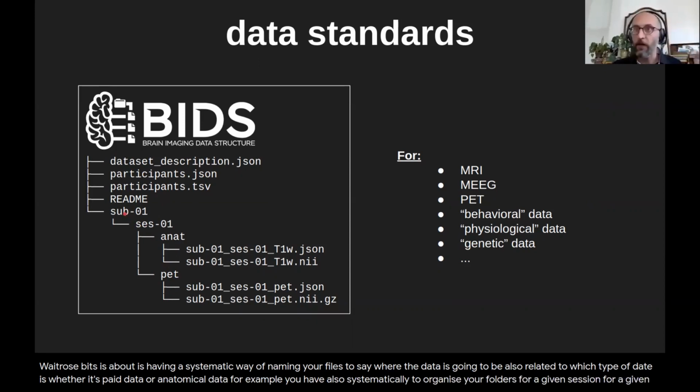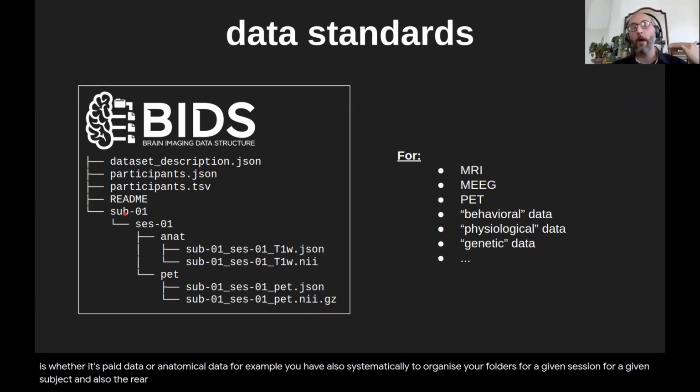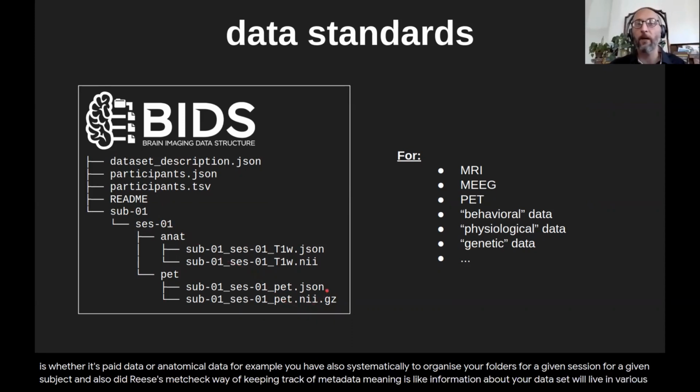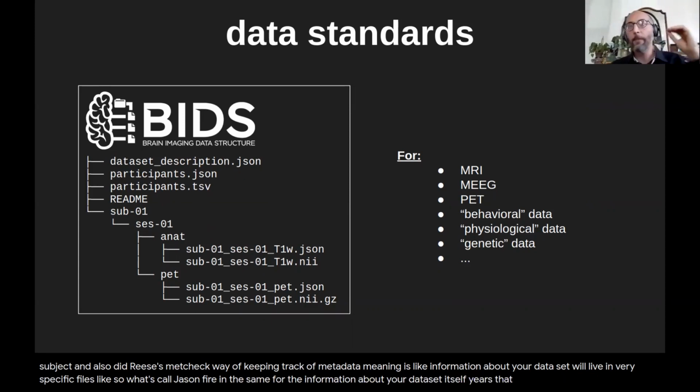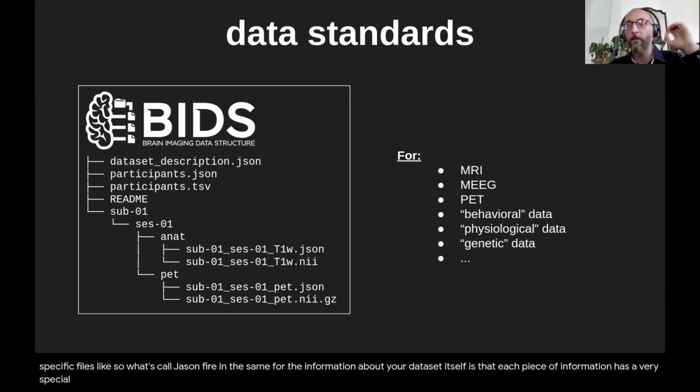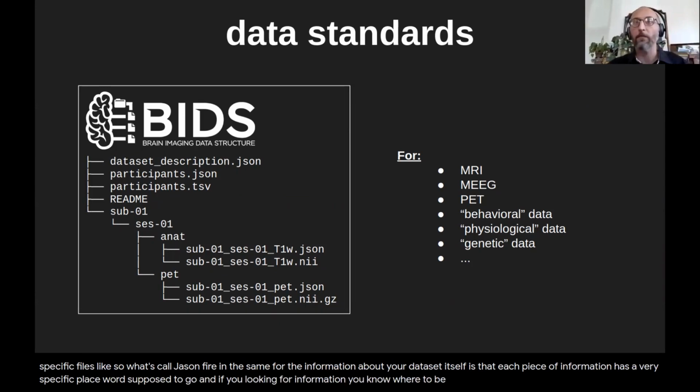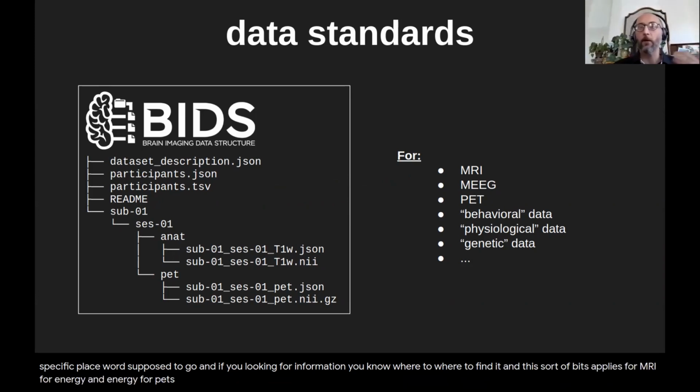And you also have a very systematic way of keeping track of metadata, meaning information about your data set will live in very specific files, most of the time what's called a JSON file, and the same for information about your data set itself, right? The idea is that each piece of information has a very specific place where it's supposed to go, and if you're looking for that information, you know where to find it. And BIDS applies for MRI, for MEG and EEG, for PET data, and a lot of associated data.